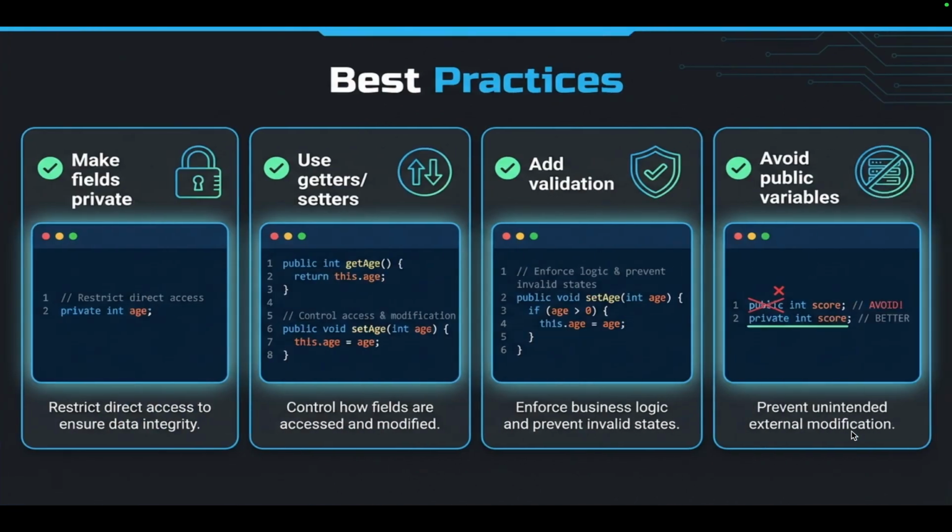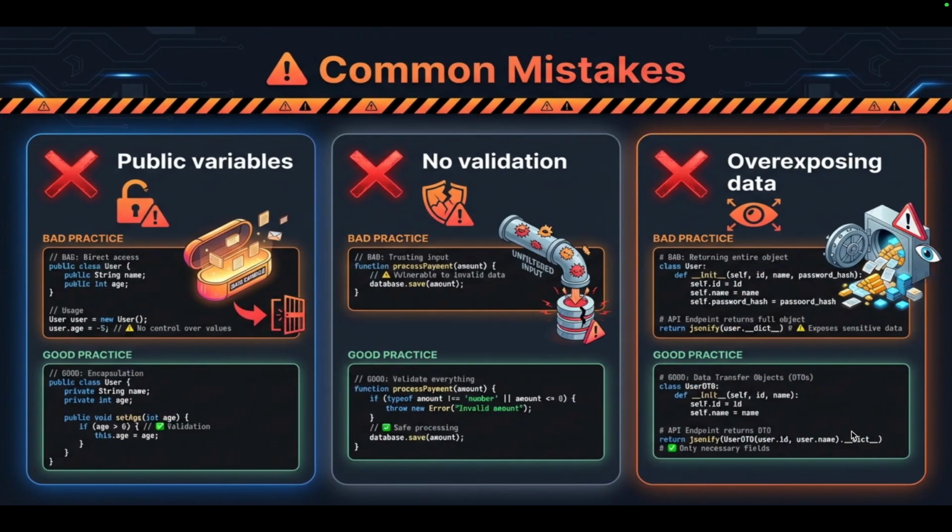Best practices. Always make fields private, use getters and setters, add validations, and avoid public variables. Following these rules makes your code professional and interview ready. Common mistakes. Common mistakes beginners make: using public variables, not using validation, and exposing sensitive data. Avoid these mistakes to write secure and clean Java programs.